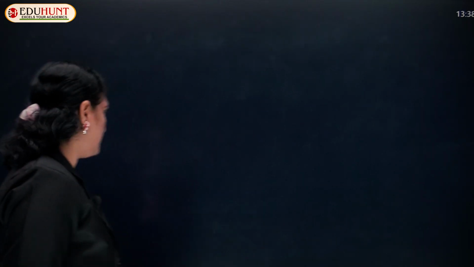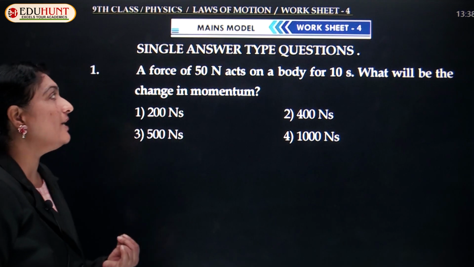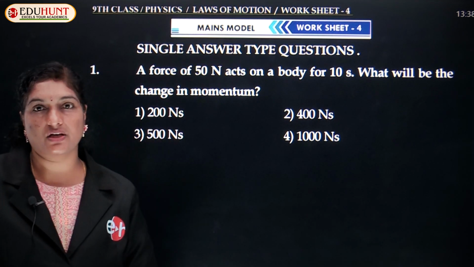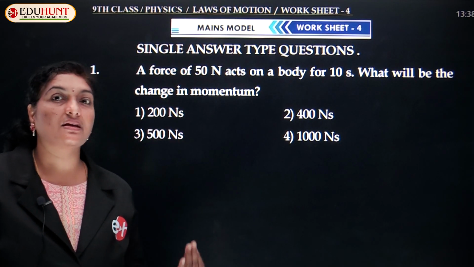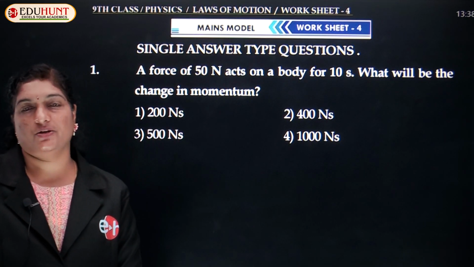Here we begin with the first numerical: a force of 50 Newton acts on a body for 10 seconds. How much is the force given? 50 Newton. Time is given as 10 seconds. What will be the change in momentum?